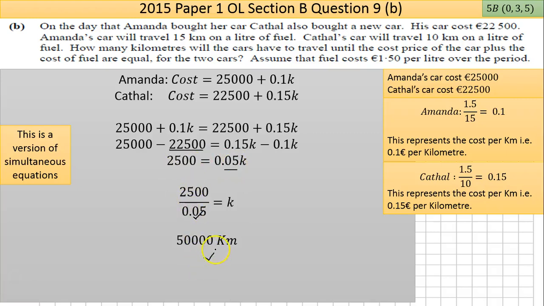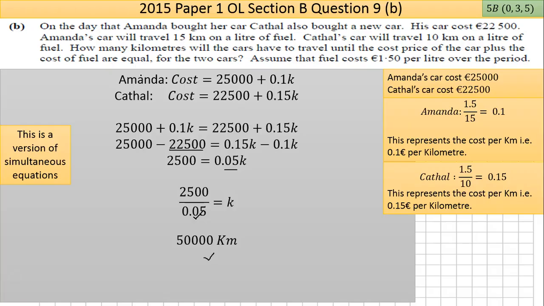So after 50,000 kilometers, Amanda has paid less than Cathal, even though Cathal's car cost less initially, due to the fuel efficiency. Okay, so that's that. Now, it's at the end of question 9, okay?